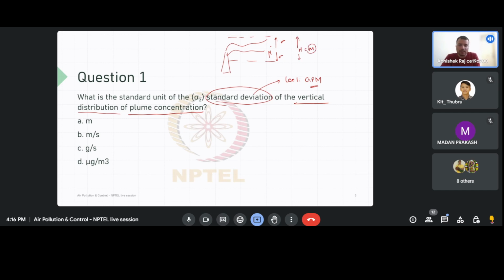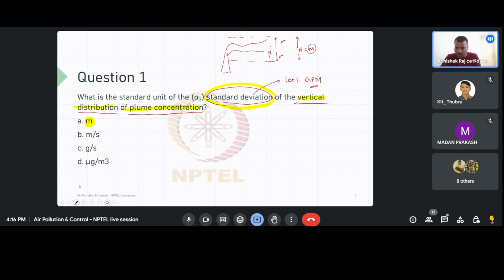I think most of you answered correctly. The correct answer is meters here, because we are simply saying vertical distribution of the plume concentration. The standard deviation is just to confuse you. Vertical distribution, how it is distributed: it will be distributed vertically across the space dimension, that is height. So that will be in meters.